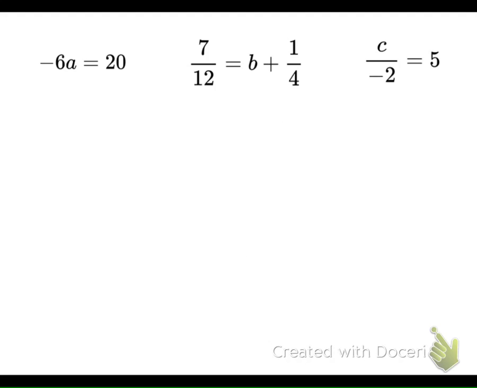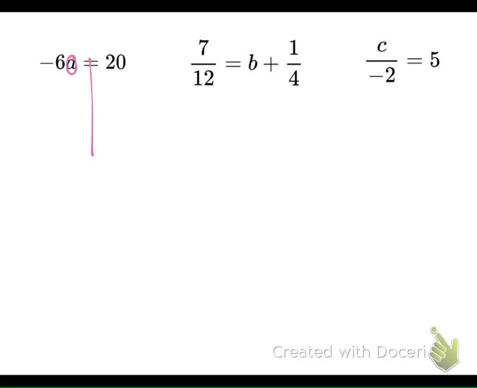Okay, so today's opener is just going to be a quick review of what we're going to have on our test on Thursday. Solving equations, one-step equations with integers and fractions. So to get started, we have negative 6a equals 20. Kelly, what am I going to do here?